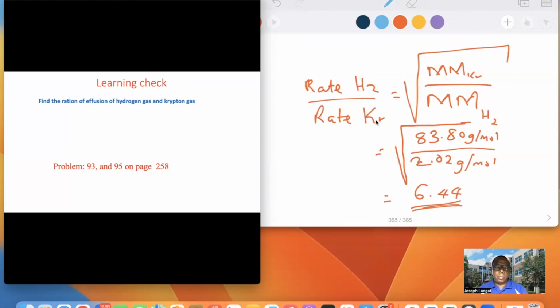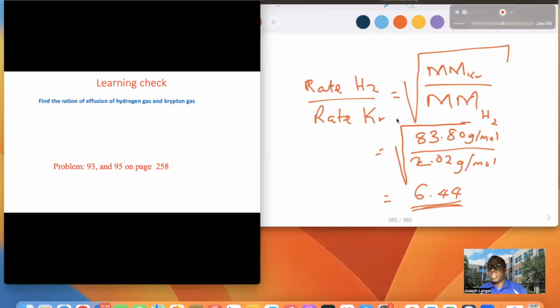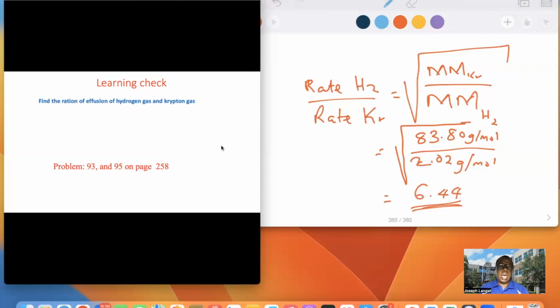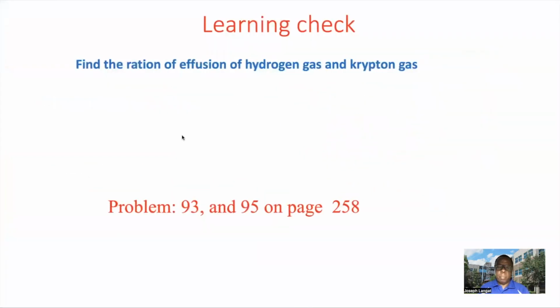Look at problems number 93 and 95 in the text. Practice with those. Every time I solve a problem, I lead you to where you can practice as well, so that you know the material and don't get stuck in the Aleks assignment. All right, the Aleks assignment. So this is Graham's law. Do more practice on that.